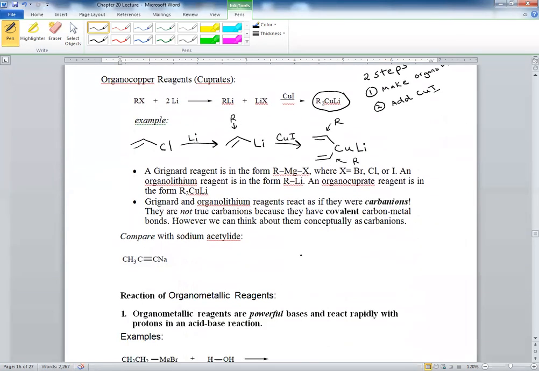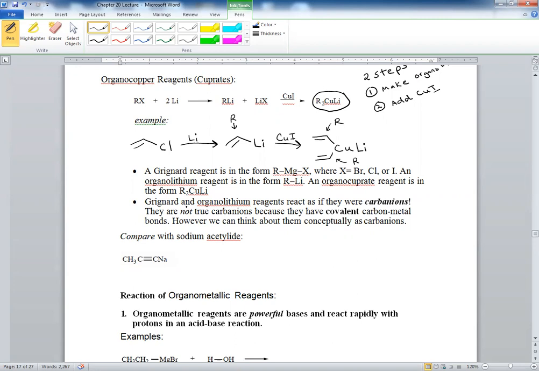So I'm going to end with this here. A Grignard reagent is in the form of RMgX, where X is Br. So the halogen can be bromine, chlorine, iodine. An organolithium reagent is in the form of RLi. Organocuprate is in the form of R2CuLi, as we just mentioned.